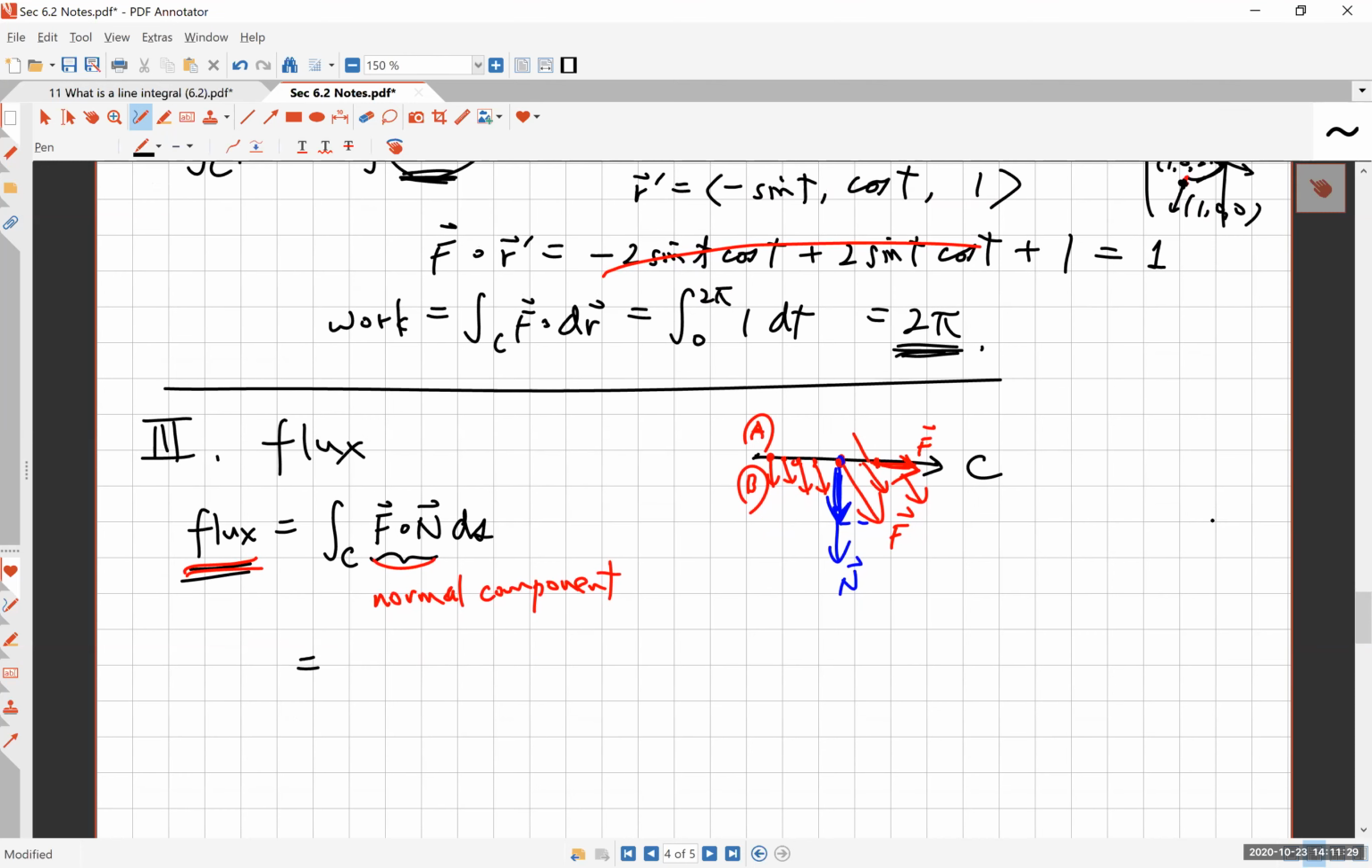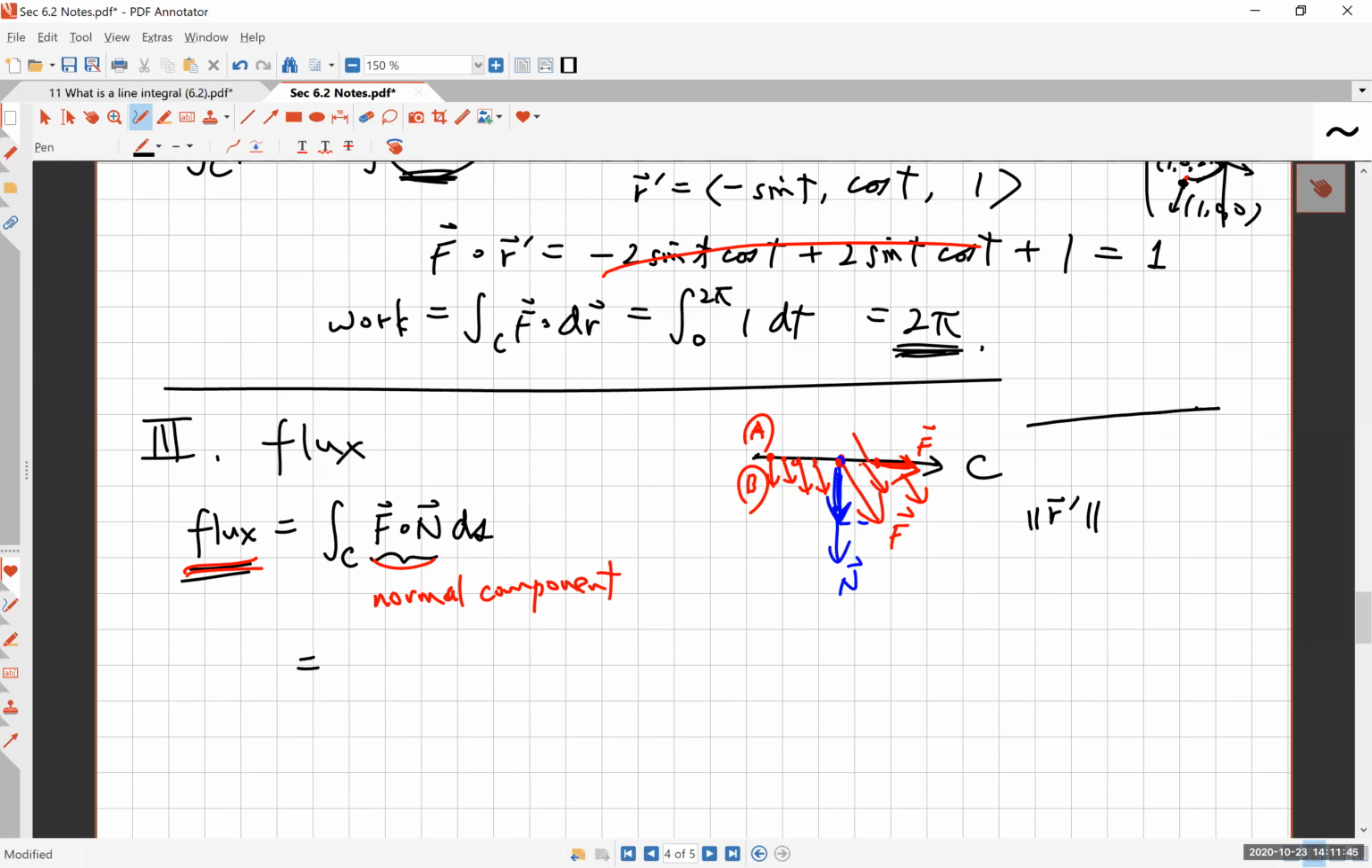And it turns out, just like in the tangential component work integral, you no longer have to find the speed, which usually involves the messy square roots. You don't have to find r prime. Let me show you what's going on here.